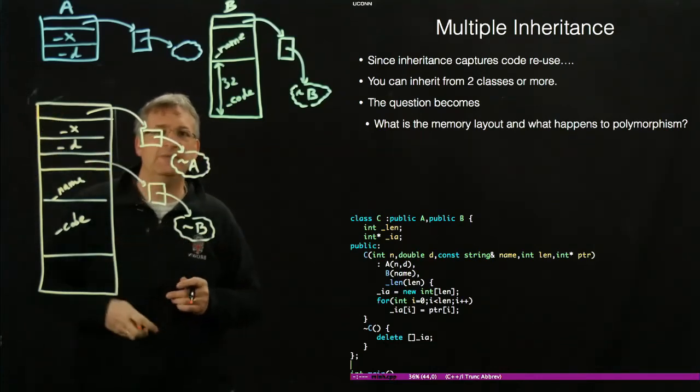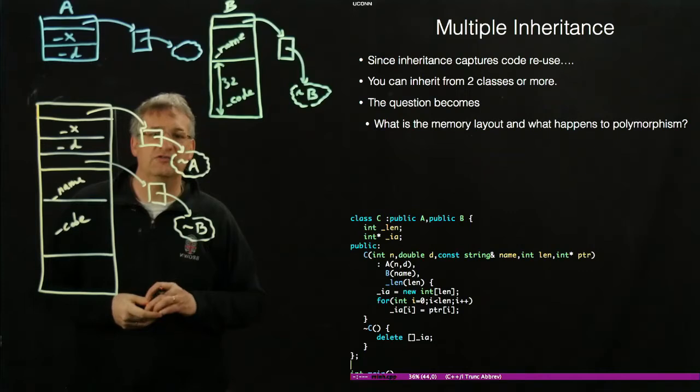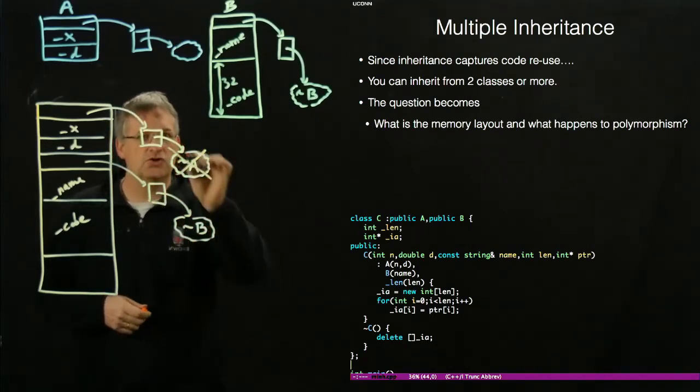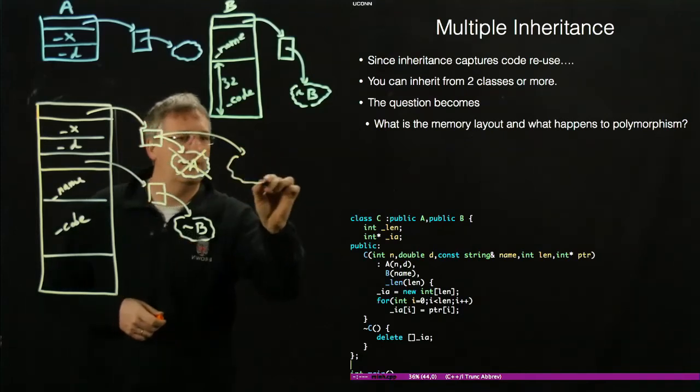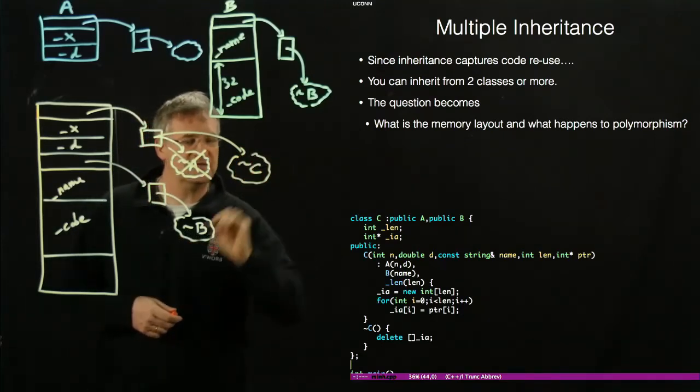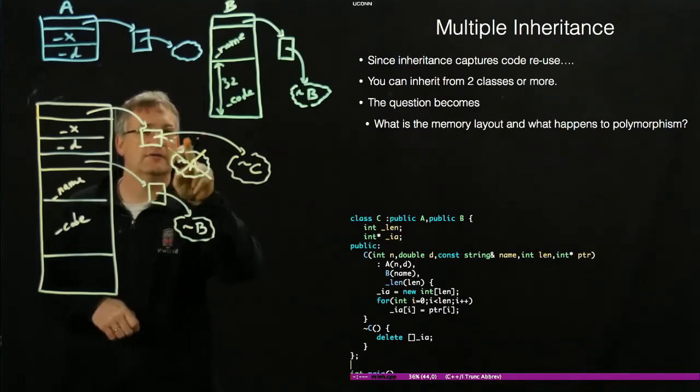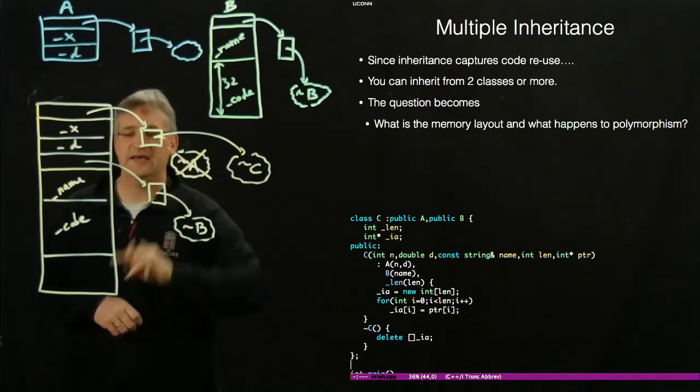So this VTBL should actually contain not the destructor of A, that is change. What it should contain is a pointer to the destructor of C. So that's what we get in reality. So that is gone now, right? That's what I really have.